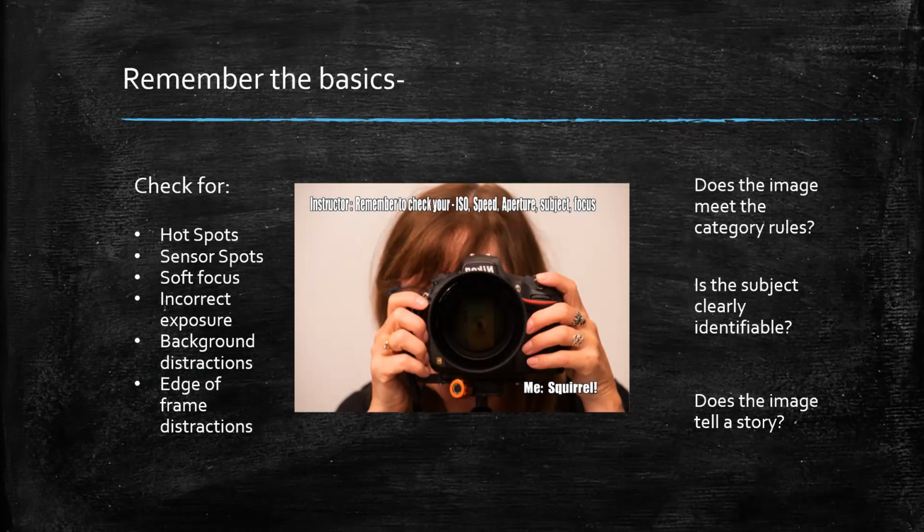They're going to look for incorrect exposure. They're going to look for background distractions and distractions around the edge of your frame. They're also going to check whether the image meets the category rule. Is the subject clearly identifiable? It's not a picture with a lot of commotion going on where you can't tell what the story or the subject is. So those are the basics. If you can answer those questions as you're picking and working on your picture, you're going to do a lot better.